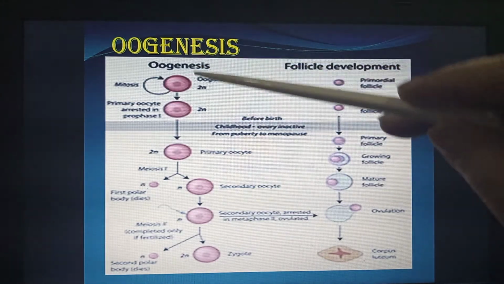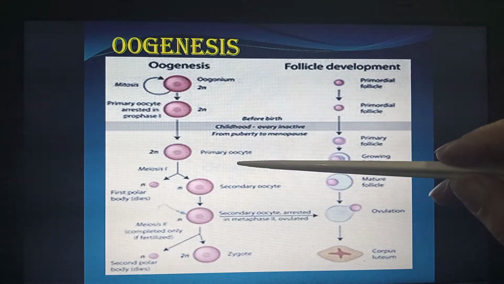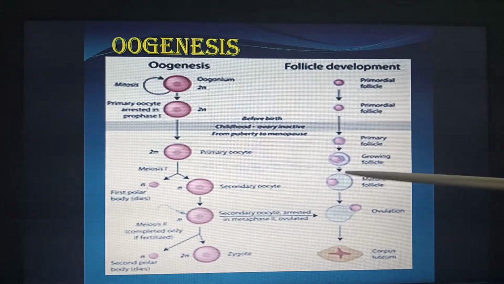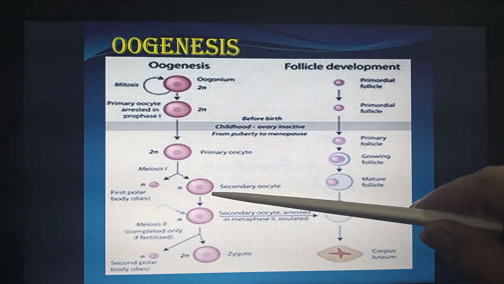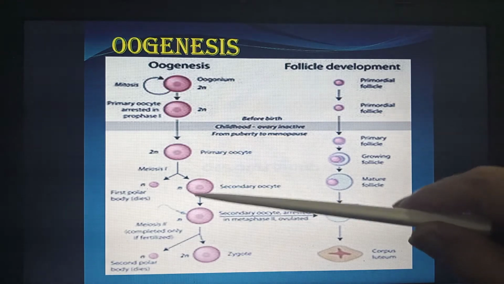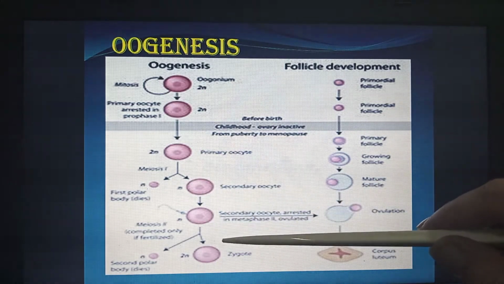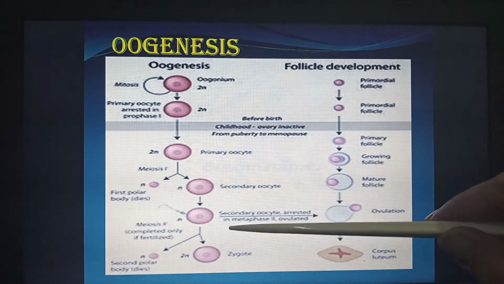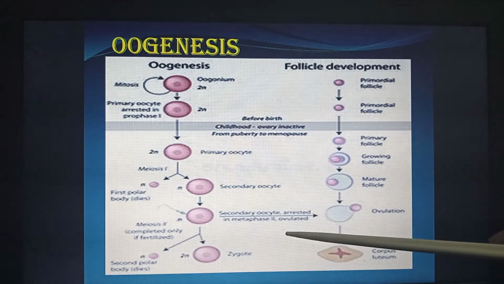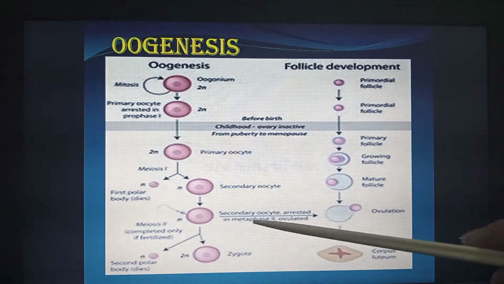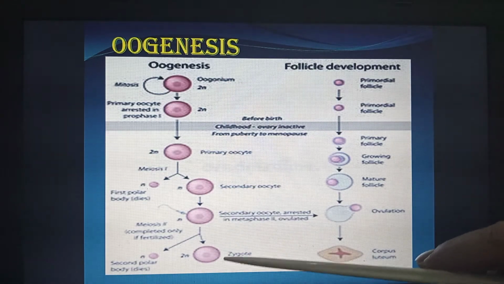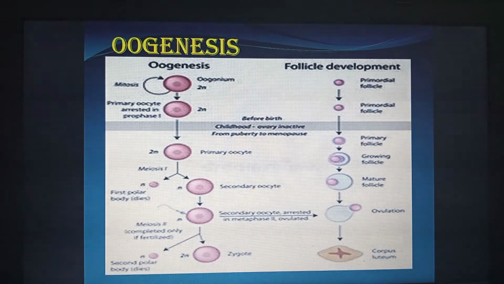the primary oocyte is produced, and with the primary follicle, with the growing follicle, and then the haploid secondary oocyte and first polar body, and now this is ready for fertilization, and the secondary oocyte is produced in ovulation, and now this is capable of fertilization, and after fertilization the 2N zygote is produced, and the corpus luteum is the remaining of the follicle material.